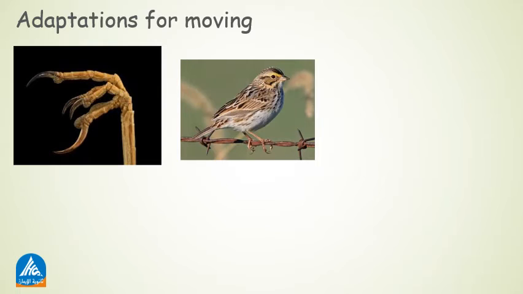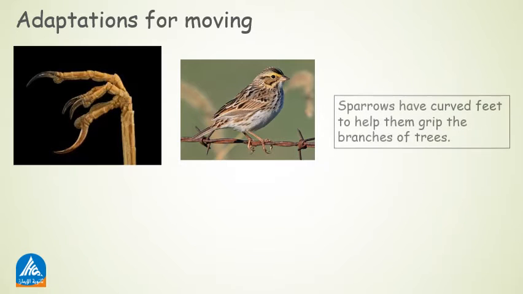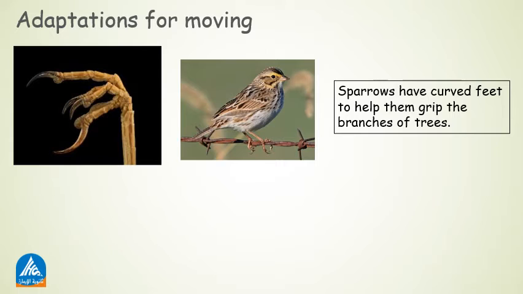Other examples about adaptations for moving. As you notice in the following figures, this bird has something to allow it to stand on the branch. These are called curved feet. So sparrows, which is the kind of this bird, have curved feet to help them grip the branches of trees. So this is another example of adaptations for moving.